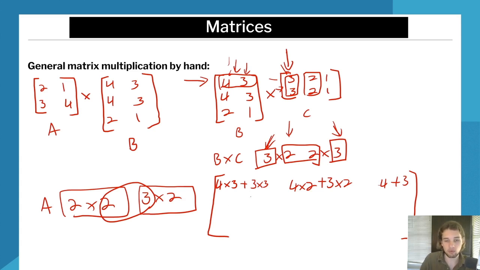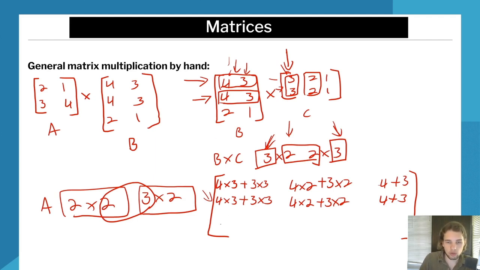Now we want to get row 2, so we do row 2 times column 1 to get the point at row 2, column 1. So that's 4 times 3 again, plus 3 times 3 again, because this is the same. Now we want to get row 2, column 2. So we multiply row 2 of B by column 2 of C. So that's 4 times 2 plus 3 times 2. Now this will be the same as well because we have the same first two rows.